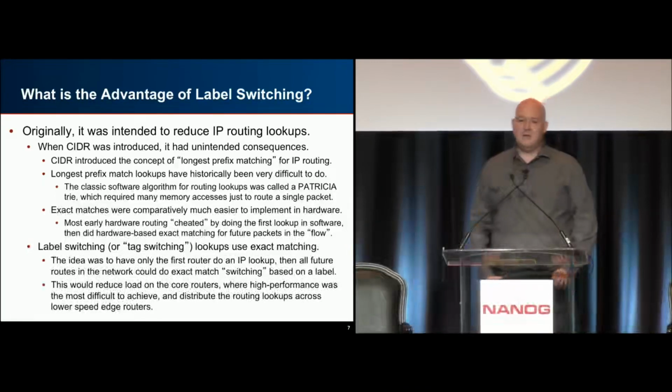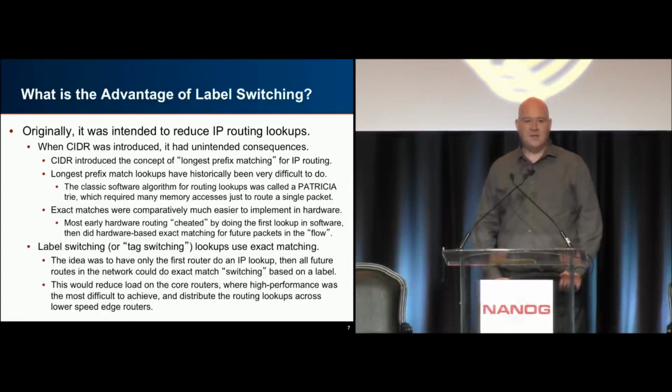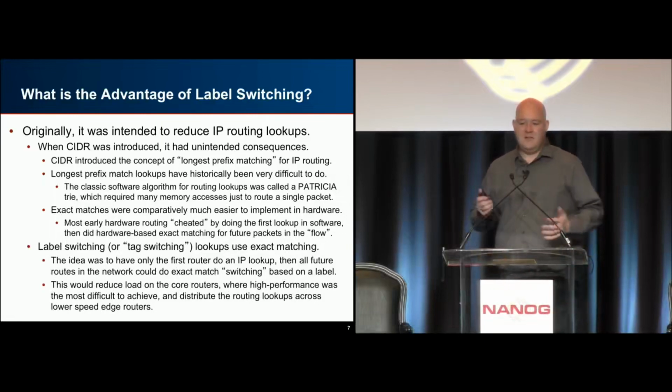So the original concept was you would distribute the load of these routing lookups. You would have it pushed to the edge. You would only need to do this routing lookup once. And then from everything else, it would be switching. It'd be simpler, cheaper, and you could build these core routers that didn't need these full tables, that didn't need to do these routing lookups. That was the original intention.